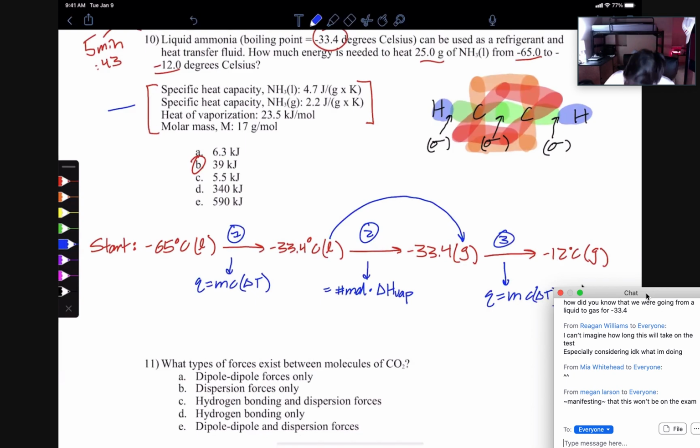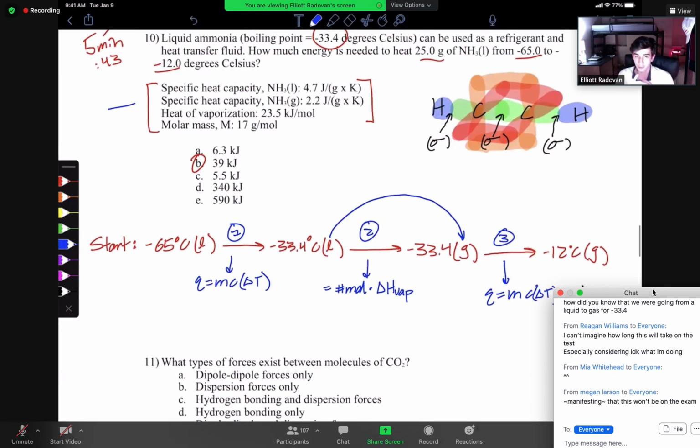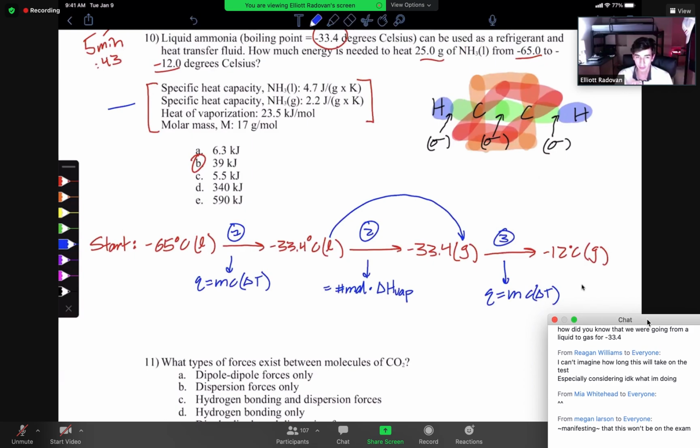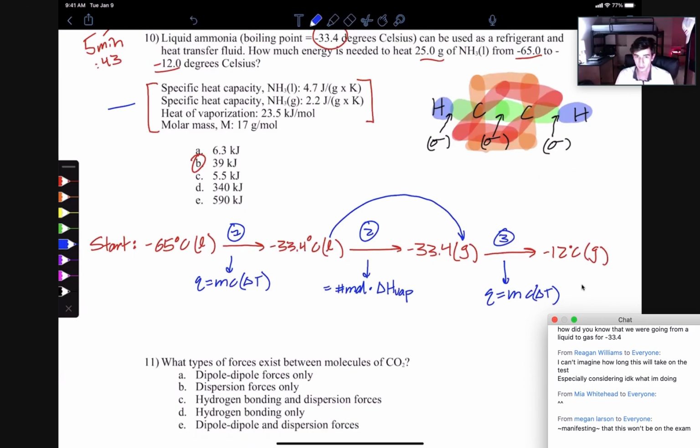Okay, so what you need to know is that increasing a temperature when you're not doing a state change is perfectly fine to do with Q equals MC delta T. But you have to stop at each state change, and when you do each state change, you just need to add in the step of doing the number of moles times the delta H of vaporization, okay?